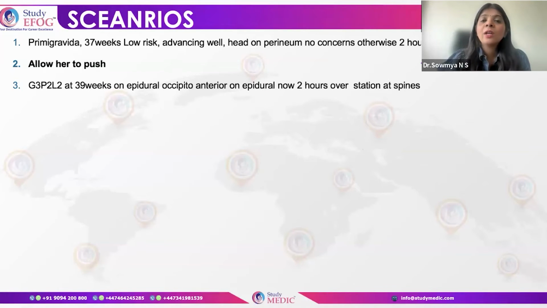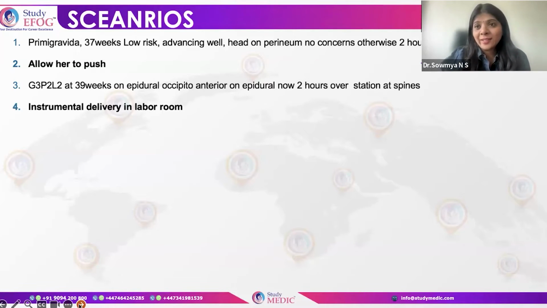So here what is happening? It's a multiparous lady who is occipito-anterior and on epidural, but obviously 1 + 1 hour is over. So do you think giving additional time would help her to deliver on her own? No, she would definitely need an instrumental delivery. But because it is occipito-anterior, multiparous lady on a good analgesia, I can do this forceps because this is non-rotational mid-cavity forceps. I can do this in the labor room.